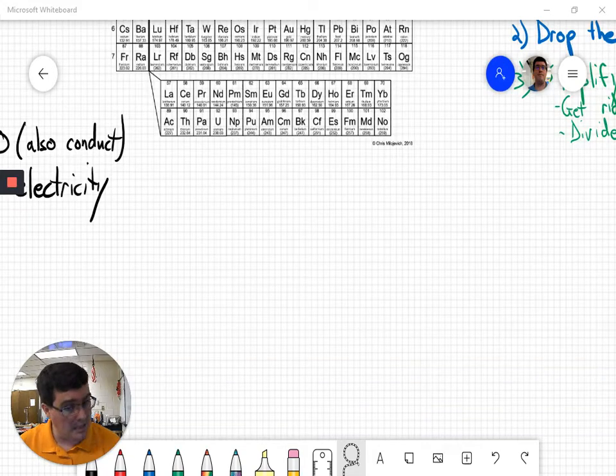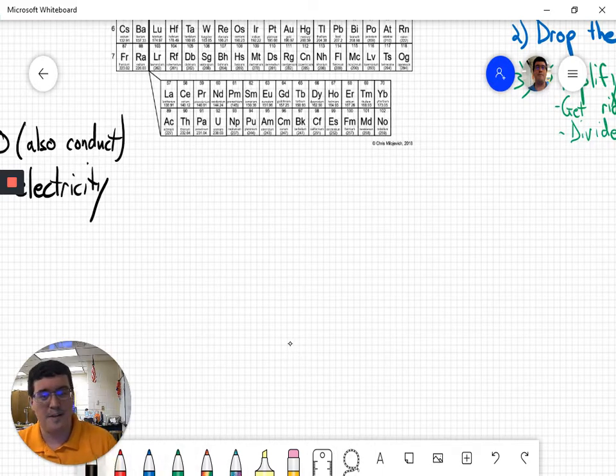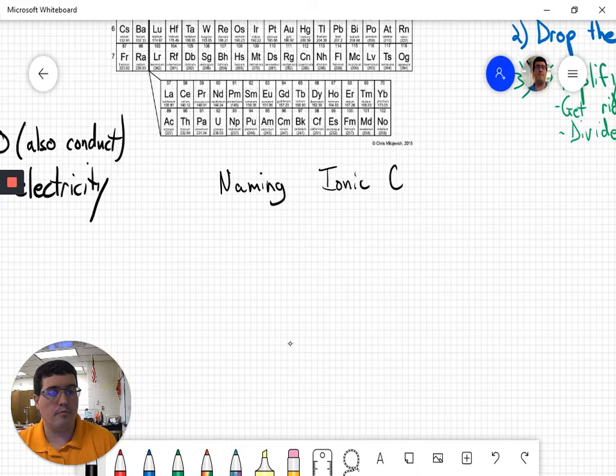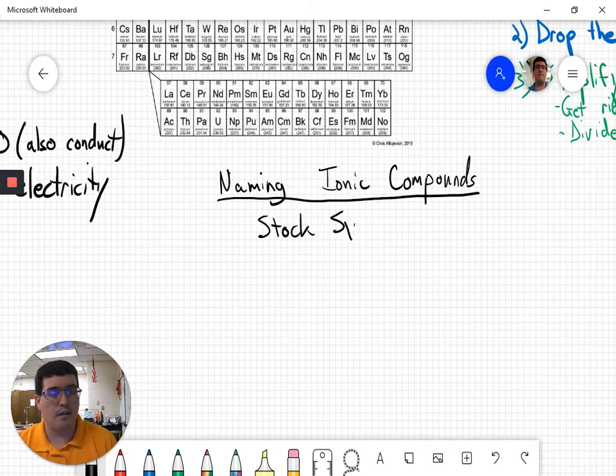Right, so last but not least, we need to write the name of the compound given the formula. So, naming ionic compounds, excuse me. Let me switch to my pencil here. There we go. Naming ionic compounds is done very simply. It's done using the Stock system. And in the Stock system, it's really just two steps.